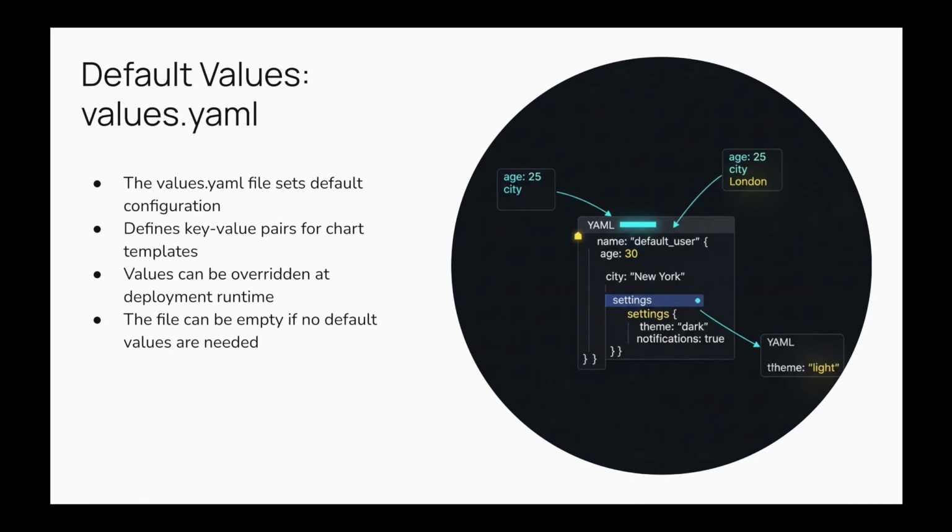Next is the values file. This file defines default key-value pairs that are available to be injected into your templates. If you don't want to replace any values at runtime, this file can be completely empty.